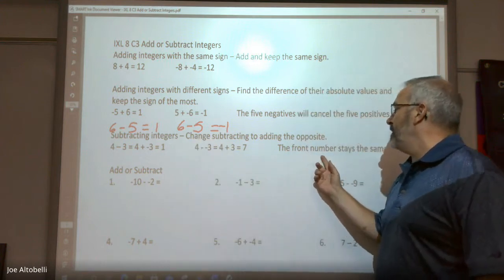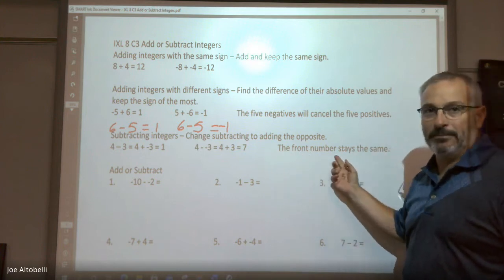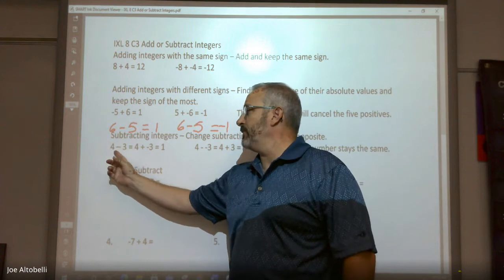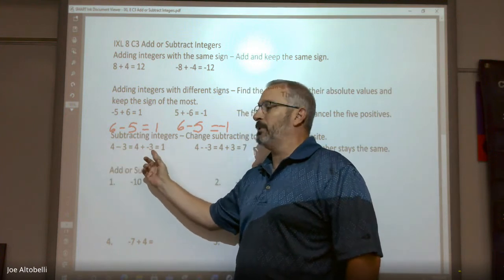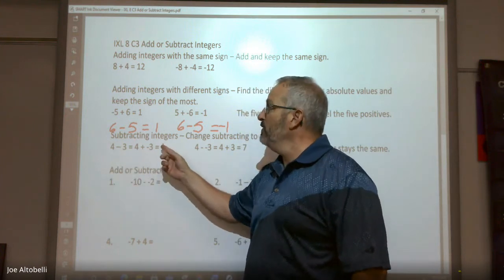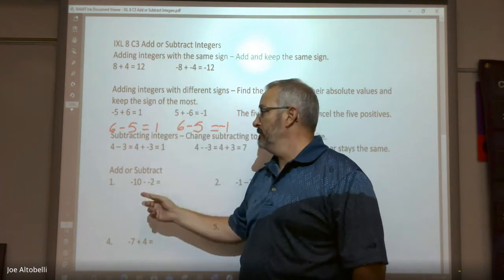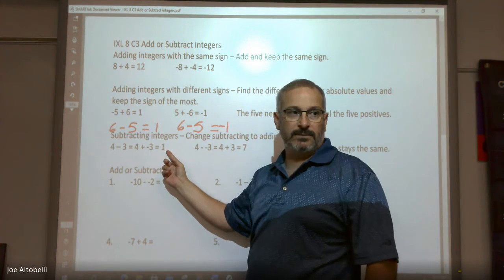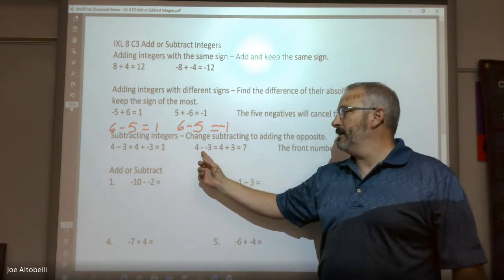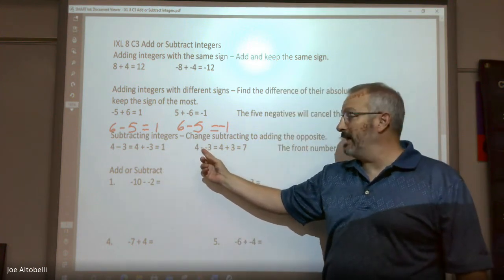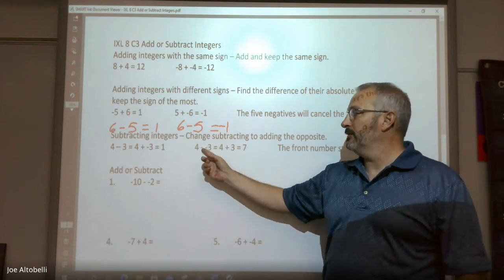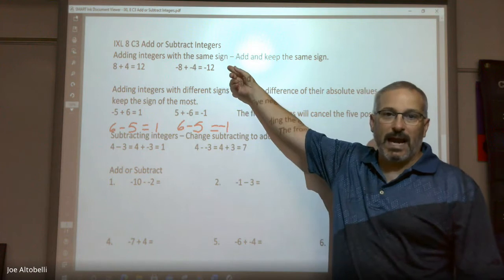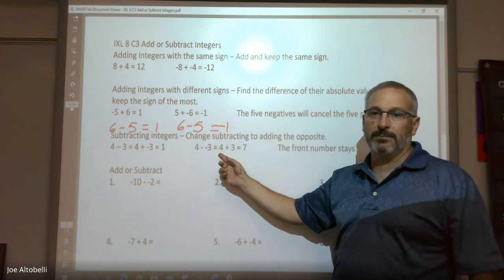The front number stays the same. The front number doesn't change. So 4 minus 3, we rewrite it to 4 plus a negative 3. Then we use our rules from up here. The signs are different. They cancel. 1 left over, it's positive. Here, subtracting, we're going to rewrite it so that we're adding the opposite. So it's 4 plus 3. The signs are the same. So I'm going to add them and keep the same sign.